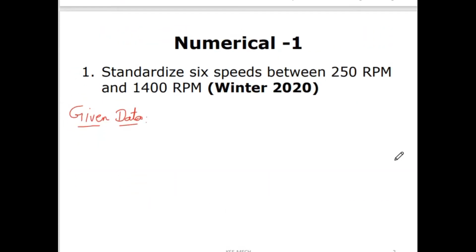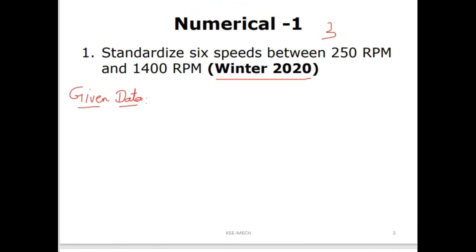Here I have one numerical question: standardize 6 speeds between 250 rpm and 1400 rpm. This question was asked in the winter 2020 exam for 3 marks. So it is a very important question, and all the numericals will be of the same format. The same type of numerical will be asked in each and every exam, because there is only one formula to use, and the methodology is also almost similar. So this kind of numerical is very easy to remember and solve. You just need to practice.